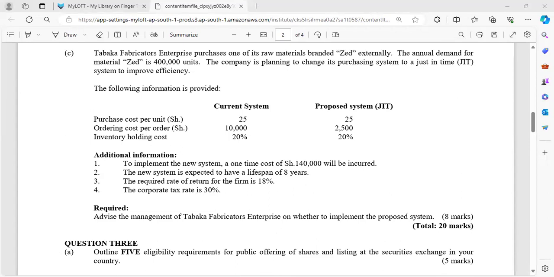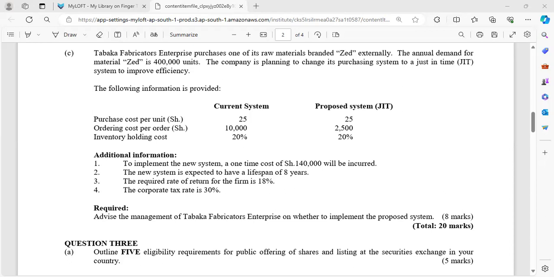Okay, let's read. Tabaka Fabricators Enterprise purchases one of its raw materials, branded Z, externally. The annual demand for material Z is 400,000 units. The company is planning to change its purchasing system to a just-in-time system to improve efficiency. The following information is provided. Purchase cost per unit is 25 in the current system, proposed 25. Ordering cost per order is 10,000 in the current system, 2,500 in the proposed just in time. Inventory holding cost is 20% and 20% in the proposed.